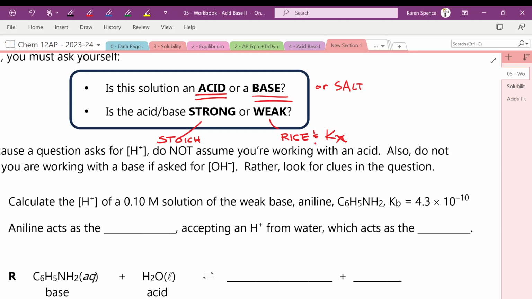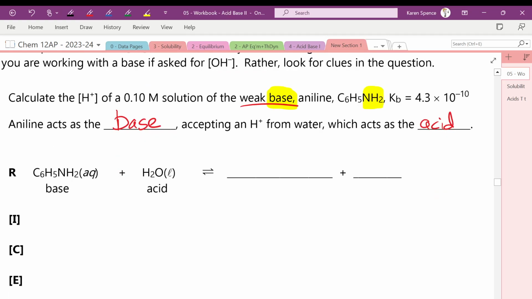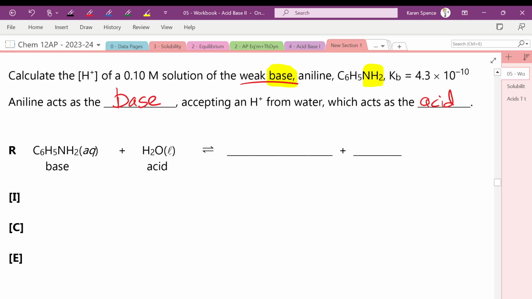If you have aniline, what do you recognize in the aniline? The NH2. You are also told, as if that wasn't enough, that it is a weak base. As a weak base, what must it do? As the base, it has to accept a proton from water, and water acts as the acid. Do you think you guys can fill this in? Do the question?